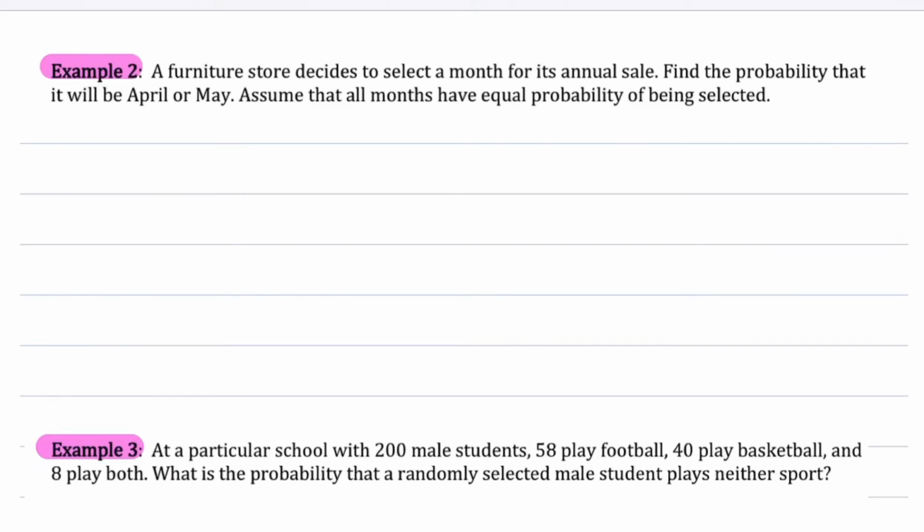Example number 2. A furniture store decides to select a month for its annual sale. Find the probability that it will be April or May. Assume that all months have equal probability of being selected. Equal probability here means you have a total of 12 months, so every month will have the same probability, which is 1 over 12.